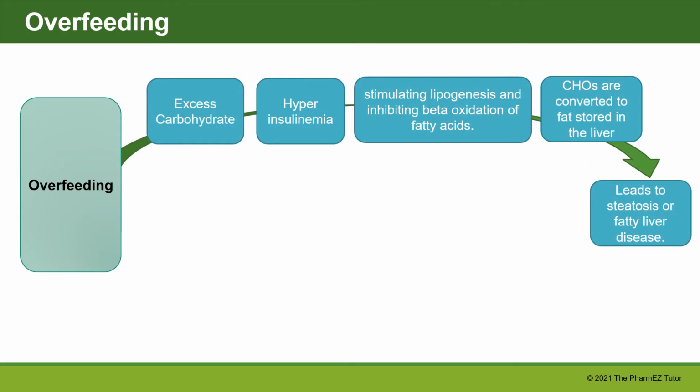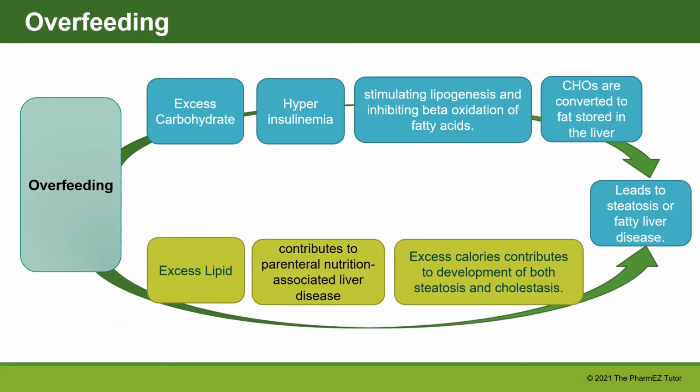So what happens when we overfeed a patient? Excess carbohydrates result in hyperinsulinemia, which stimulates lipogenesis and inhibits beta oxidation of fatty acids. Carbohydrates are converted to fat, which is stored in the liver. That leads to steatosis or fatty liver disease. On the other side, excess lipid contributes to parenteral nutrition-associated liver disease, where excess calories contributes to the development of both steatosis and cholestasis.